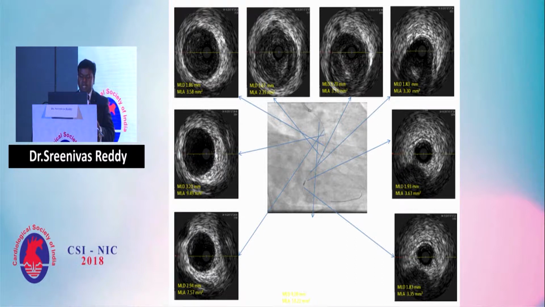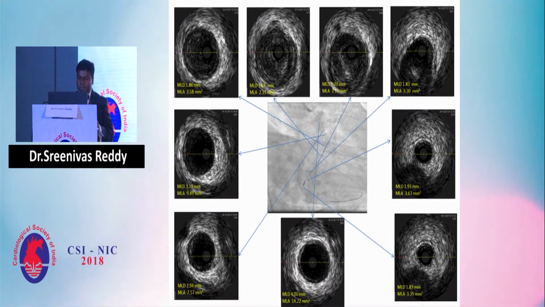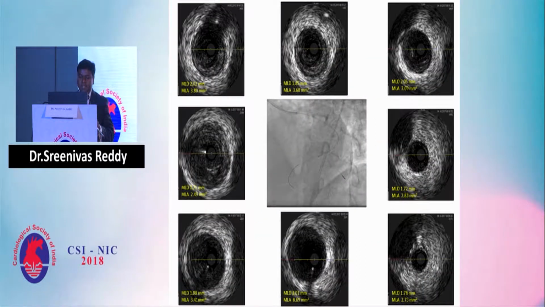So IVUS helps in identification of the side branches rather than blindly going. It helps you like in CTOs also. So this is the patient. Again, with the help of IVUS, we have negotiated into the side branch, and this is the imaging from the side branch.